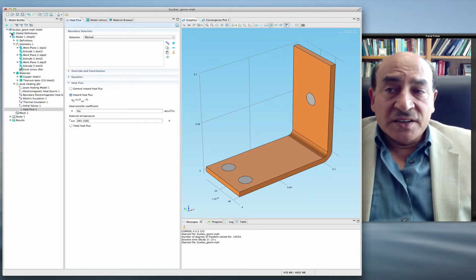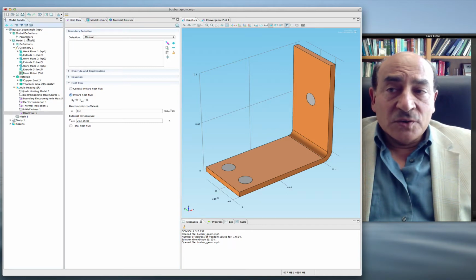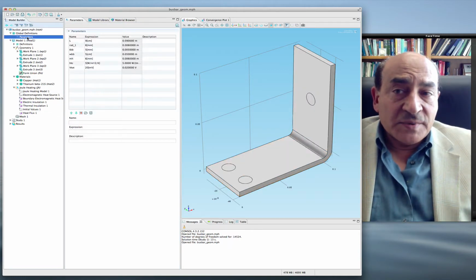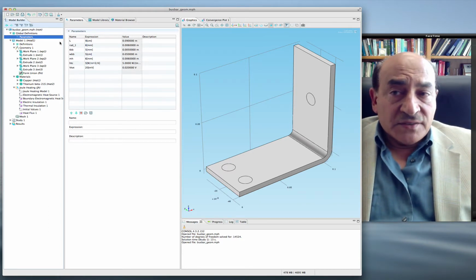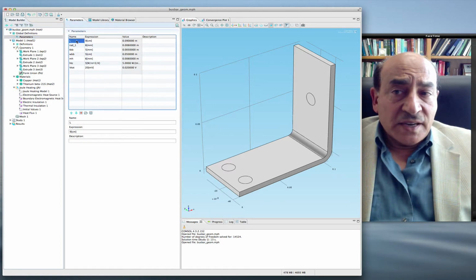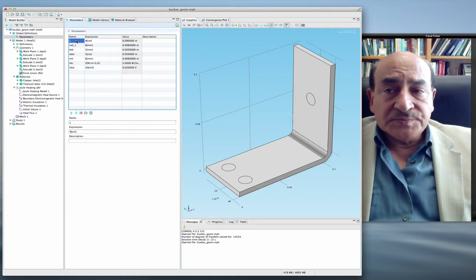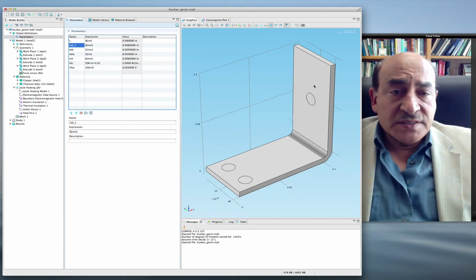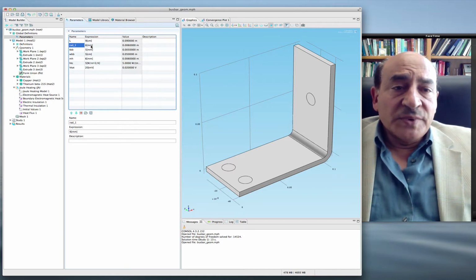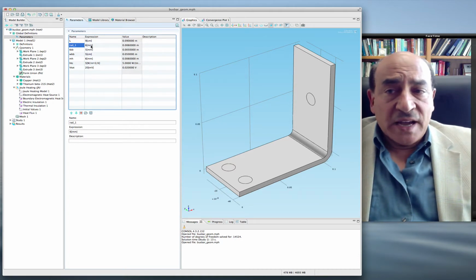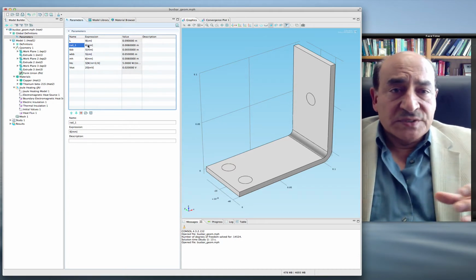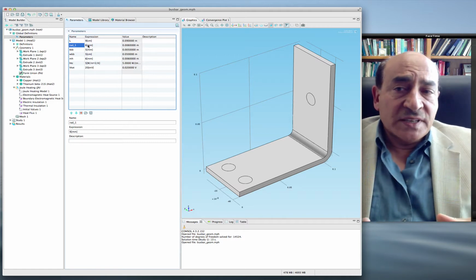If it doesn't exist in the global definitions, then I'm in trouble because it wouldn't know what HTC is. So let's go and check on the global definitions. The global definitions already has parameters defined, and you can define them by yourself. L is the length of the bracket, so if you change that, then the bracket can go smaller or bigger. Radius 1 is the radius of the bolts. Here it is 6 millimeter, but if you type 9 instead of 6 and rerun this, then the bolts are going to get bigger.